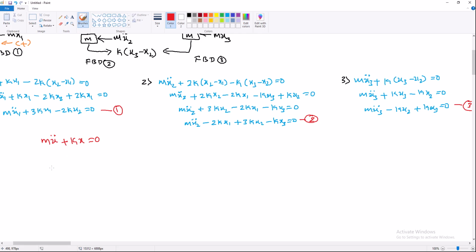So now by referring to equation 1, equation 2 and equation 3, I would like to write the matrix form. To write that matrix form, I am going to refer to this equation. I am going to write the matrix form here, referring to this first equation.